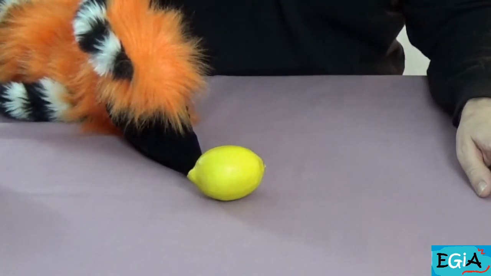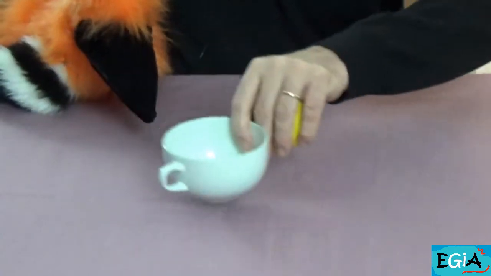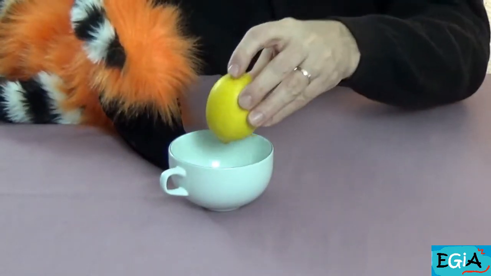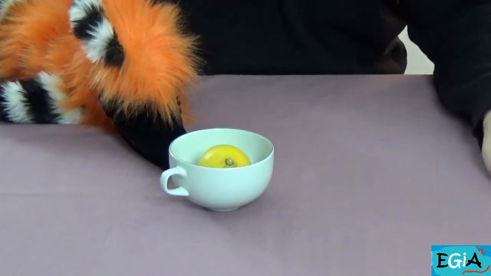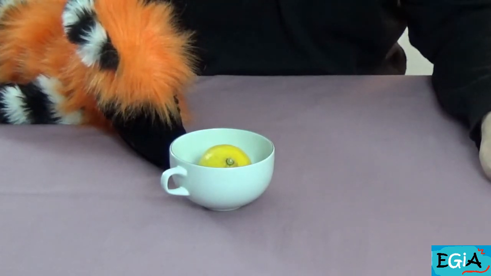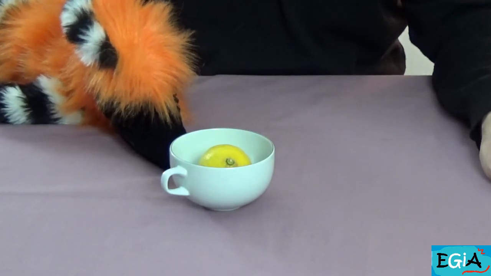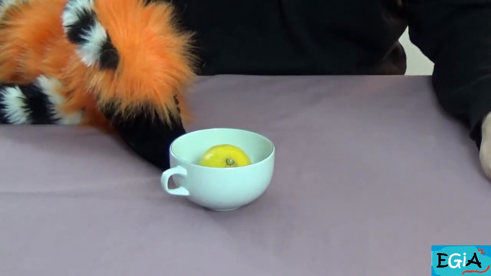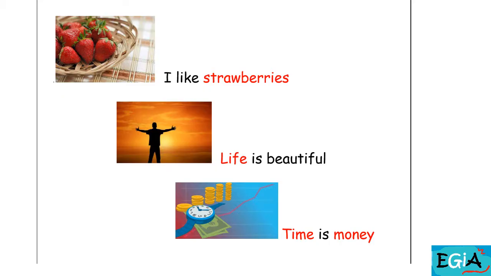The lemon is on the table. The lemon is in the cup on the table. I know which lemon, I know which cup, I know which table. The lemon is in the cup in the middle of the table. But there are one or two things to say about the.